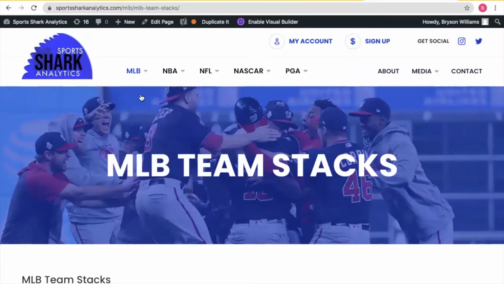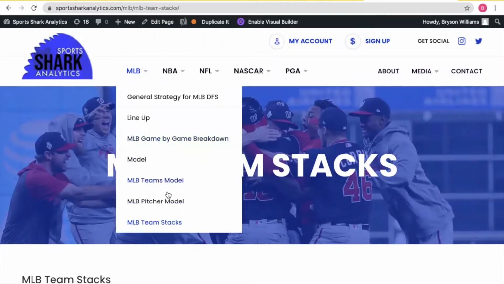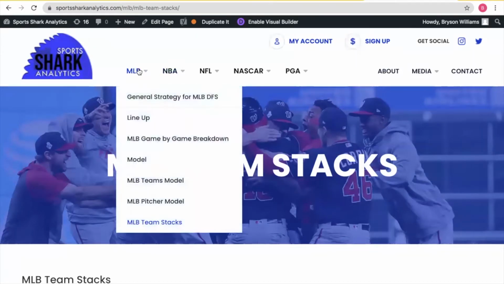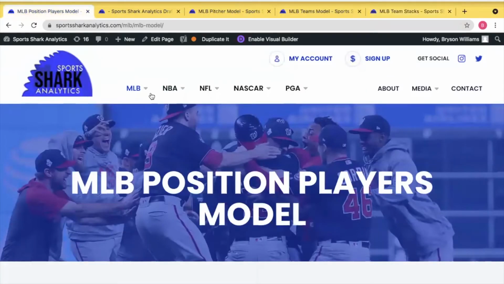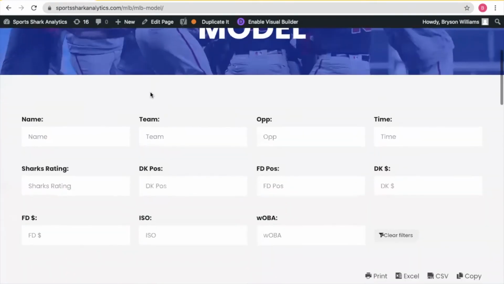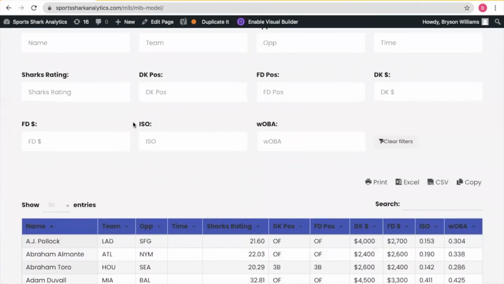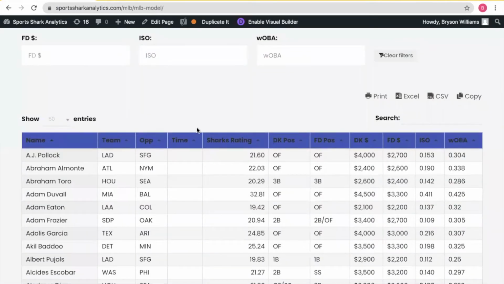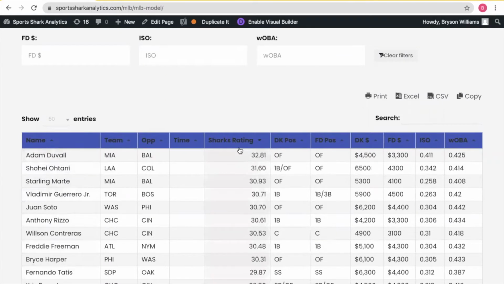This is what I like to do as far as our player position model. So I will come here, I'll go click on model. So this is our player position model. Right now they're in alphabetical order because it just got uploaded. Well, let's come here and let's sort the short rate. So you click on it. All right, so the highest rated batter today is Adam Duvall. Then you have Ohtani, Starling Marte, Guerrero, Soto.